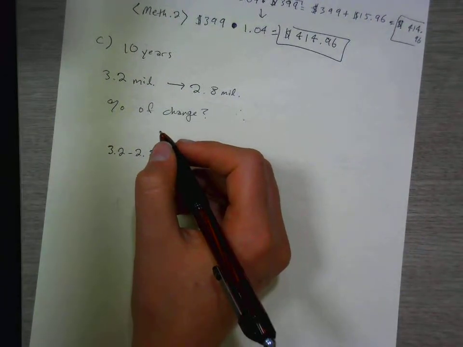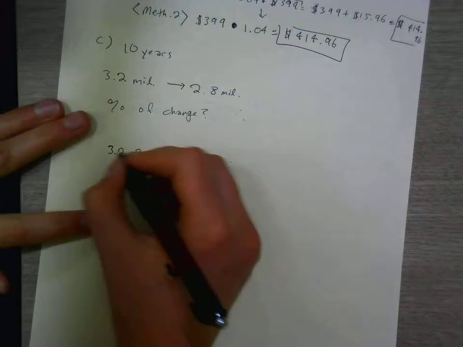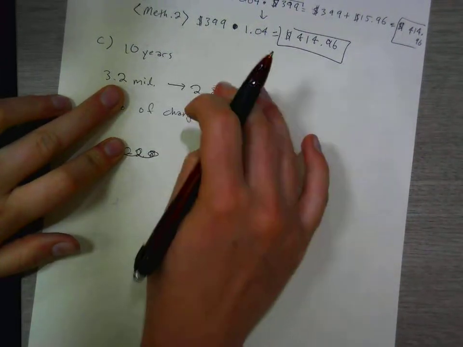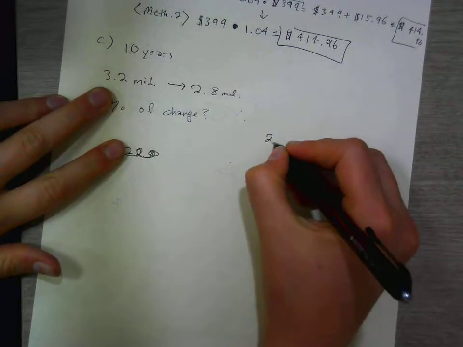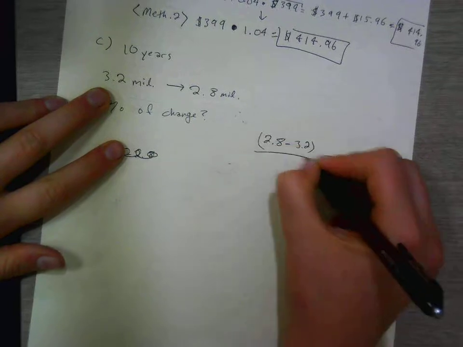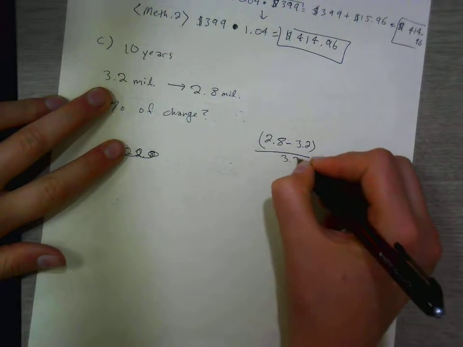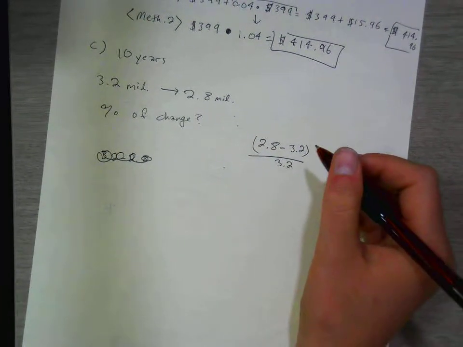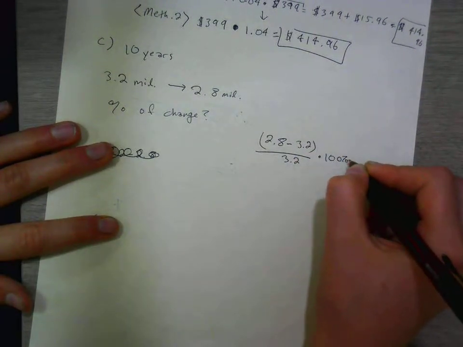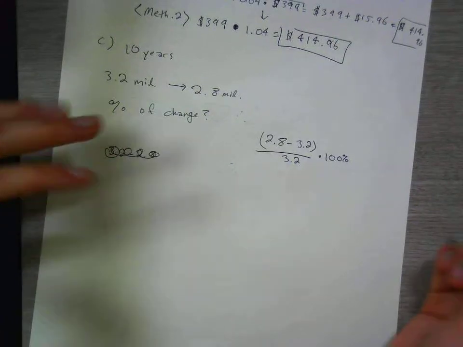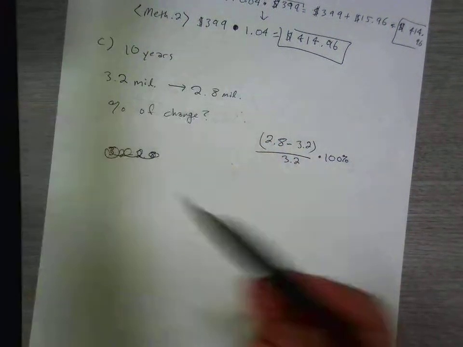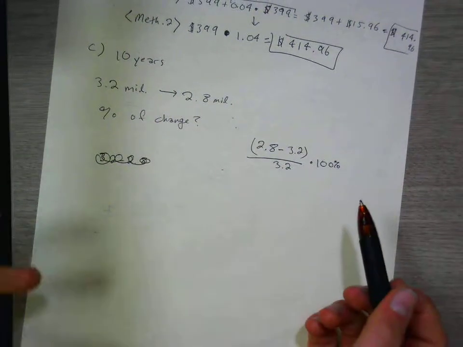Oh, actually, sorry. We want to go what it is now minus what it was. So we're going to say 2.8 minus 3.2 over 3.2, because we are finding the difference. And then we're going to take it times 100%. To get to a percent, you have to multiply by 100, just like to get from a percent to a decimal, you divide by 100. To get from a decimal to a percent, you multiply by 100.